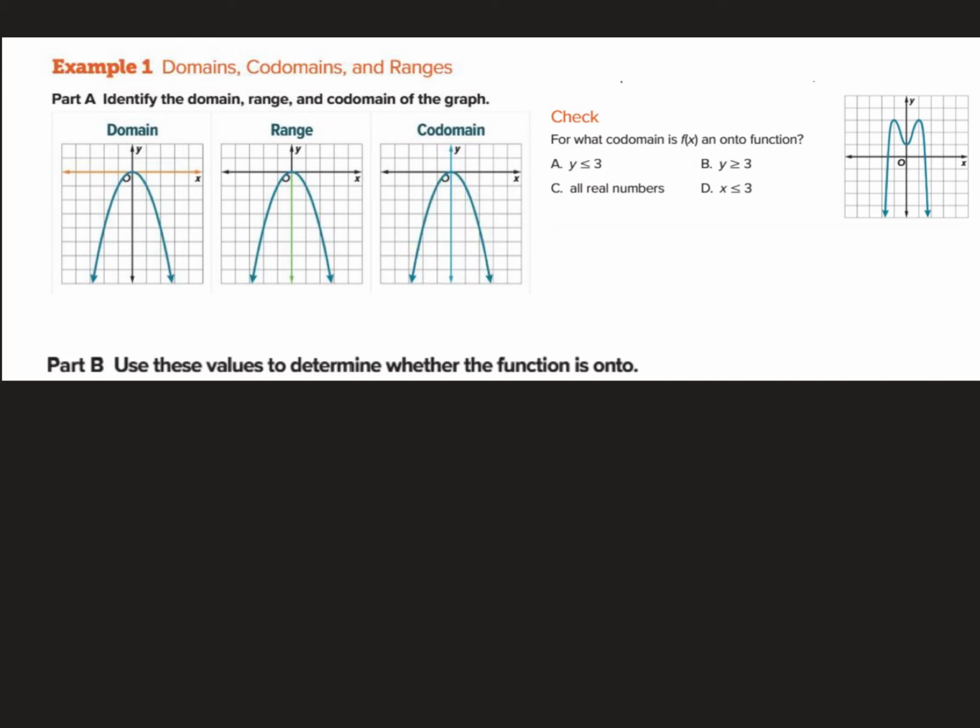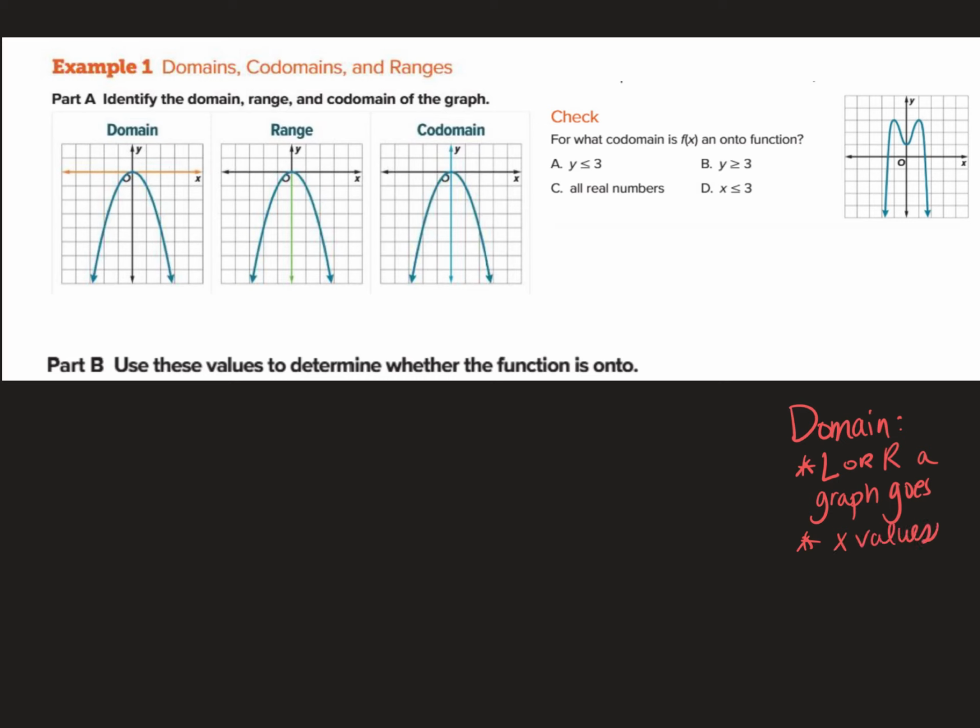Now for part A, example 1, we're going to identify the domain, the range, and the codomain of each graph below. So one way that I describe the domain, and I do want you to write this somewhere in the corner, and I'll look for it when I actually grade your notes. The domain is how far left or right a graph goes. And it's your x values. So how far left or right a graph goes.